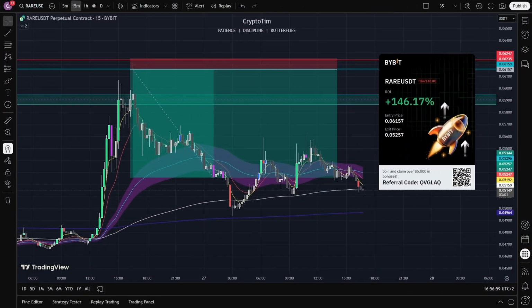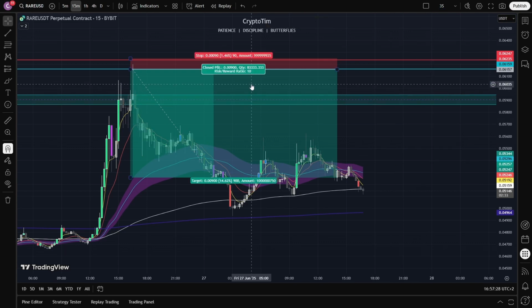Alright, so now what can we tell about this trade in hindsight? First of all, the screenshot of the trade. Entry at 0.06157, TP at 0.05257, resulting in a 146% ROI on 10x leverage. Most importantly for us, this is a 10R setup.